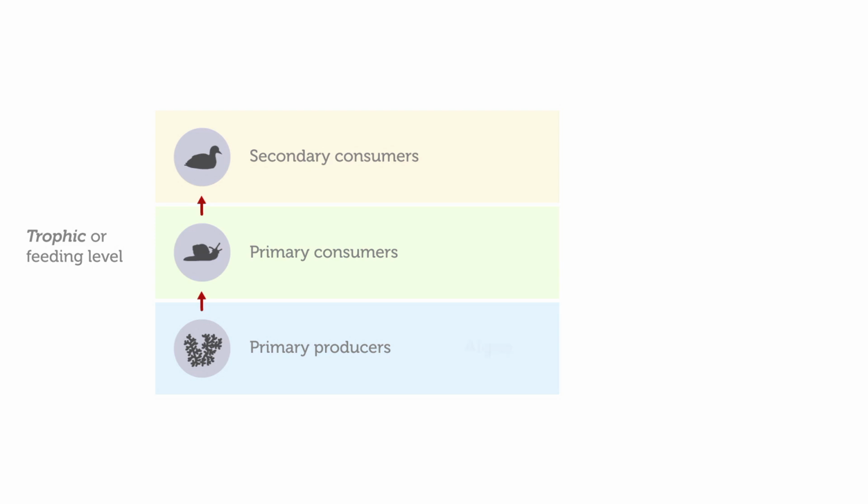For example, algae are primary producers. Snails feed on the algae and are known as primary consumers. Primary consumers, which are always herbivores, eat producers. Birds eat the snails and are secondary consumers. Secondary consumers eat herbivores. They are lower-level carnivores.